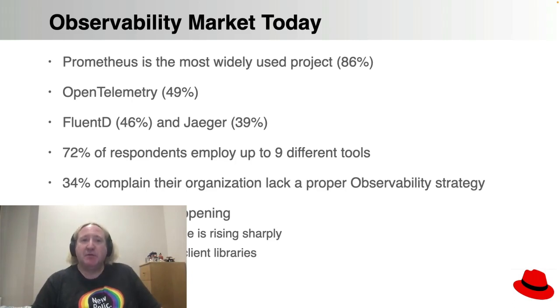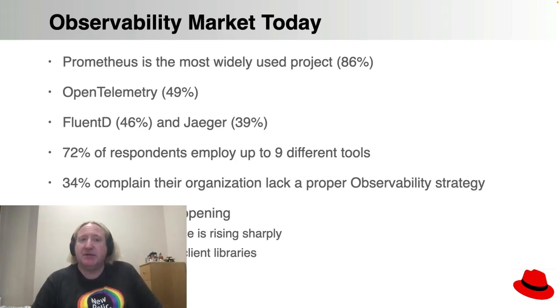The project that we're going to spend a lot of time talking about today, which is OpenTelemetry, was the second most widely used project at 49%, and then some other tooling as well, like FluentD and Jaeger. What takeaways do we have from this? Well, one other point which is interesting is that 72% of respondents employ up to 9 different tools. So there is still a lack of consolidation, and even amongst the folks who are already interested in observability and producing and adopting it within their organizations, over 1/3 of them complain that their organization lacks a proper strategy for this. So it is still early days.